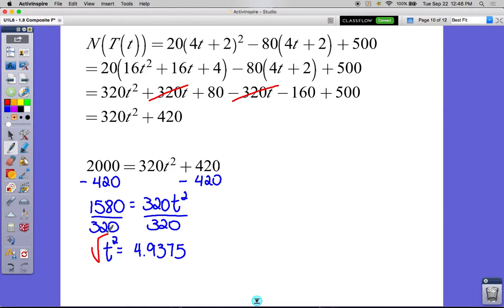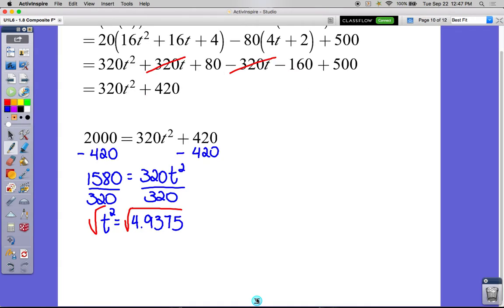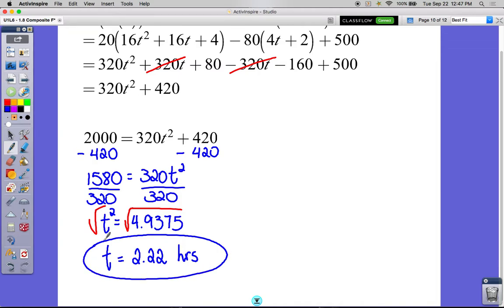But I don't want t squared. I want just t. So I take the square root of both sides. Don't forget, that means we have to consider plus or minus. But do we have to this time? We don't, because it is, in fact, time we're dealing with. So take the square root. I find out it's 2.22. And what are the units here? Hours. So when does the bacteria level reach 2,000? At about 2.22 hours.